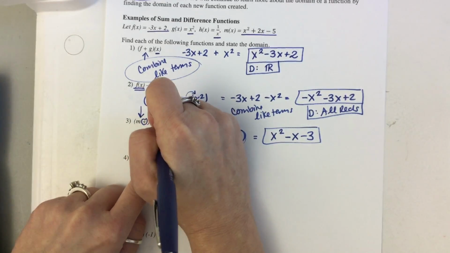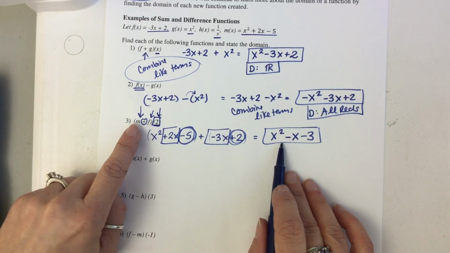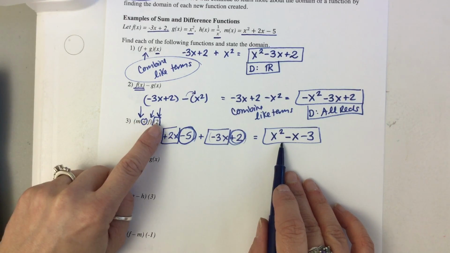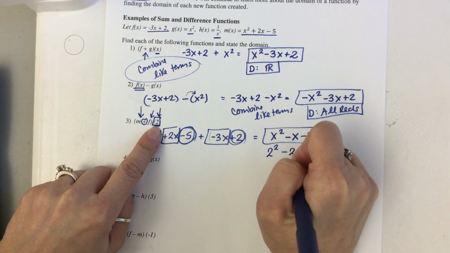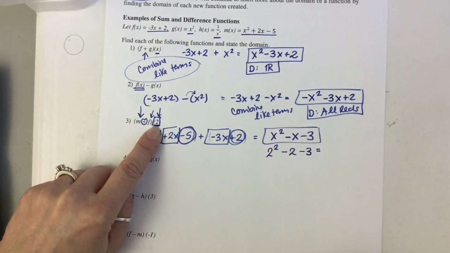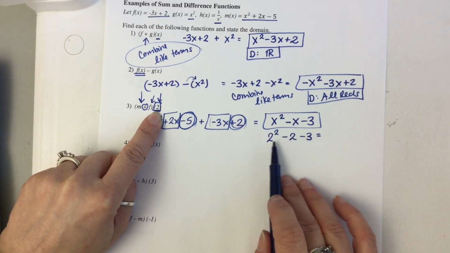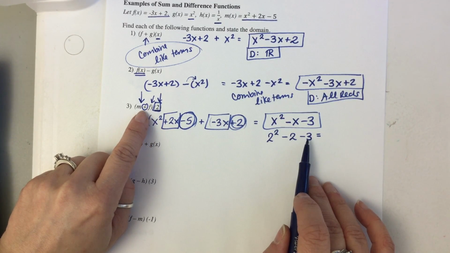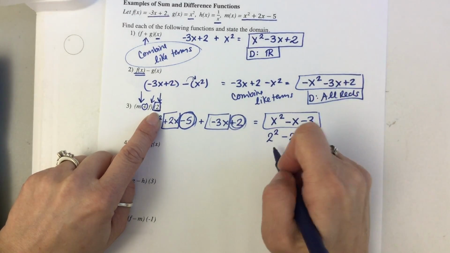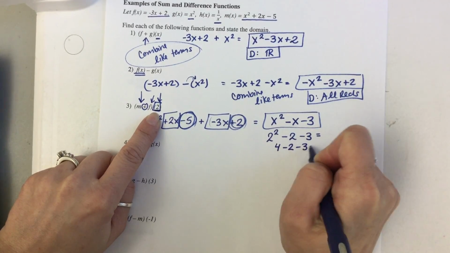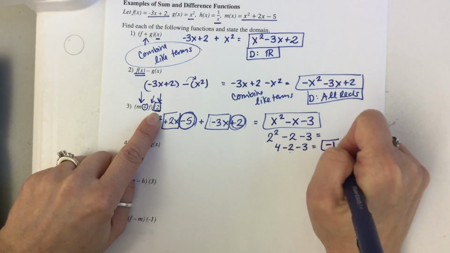Now, if they have a number here, this means once you have calculated the new function, what is m plus f, now you replace all of the x's with a 2. So it's 2 squared minus 2 minus 3, and we will not only have a function solution, we will also have a numerical solution. So first you find m plus f, then you replace the variables with a 2. 2 squared is 4 minus 2 minus 3. 4 minus 2 is 2. 2 minus 3 is negative 1.